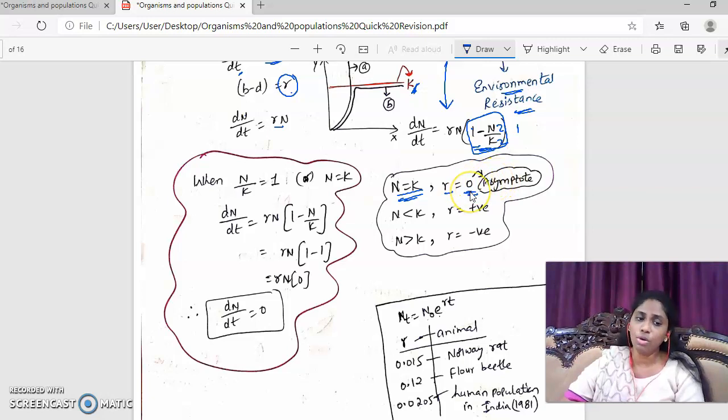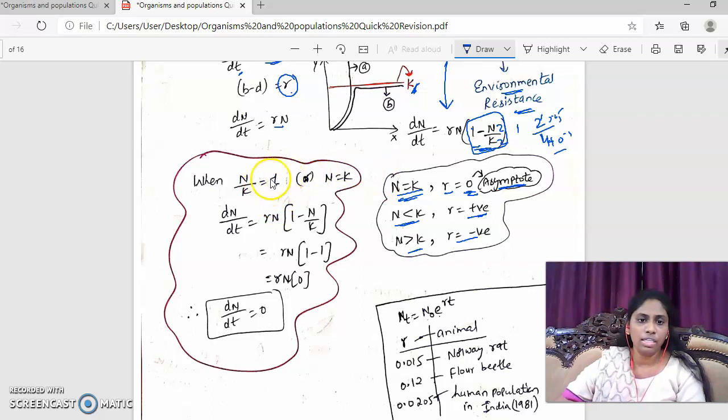So when there is no growth rate, you call it stable. Stable is otherwise called asymptote. Now n is less than k. Let us say n is 2 and k is 4. So what will be the answer? It is 0.5, right? So 1 minus 0.5 is still a positive value. So when n is less than k, r is positive. Obviously, when n is more than k, r is negative.